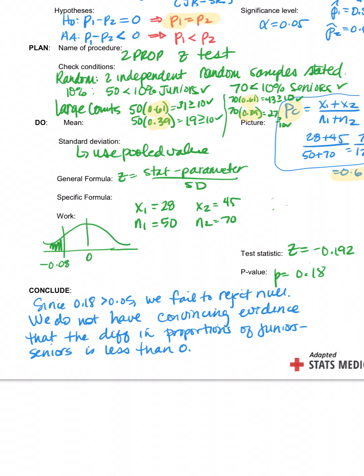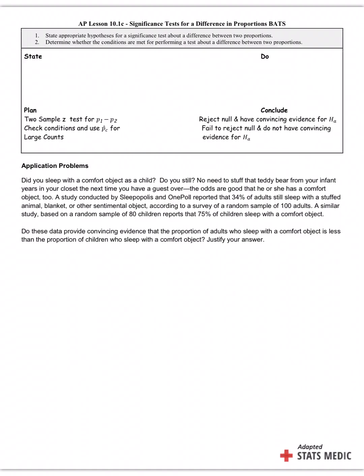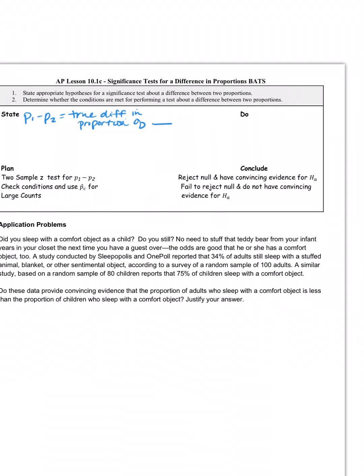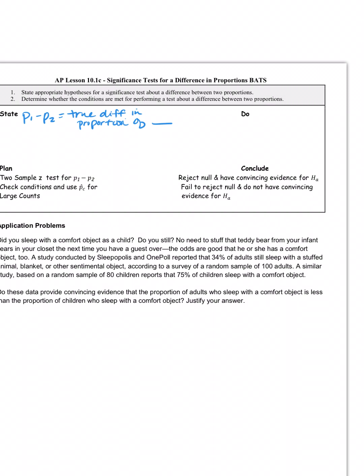All right? That gives you the general idea. Now let's try the back page. In the state step, this is just recapping what we're going to do here. So we want to identify P1 minus P2. It's the true difference in proportions of whatever, and you put in your context. I guess I should zoom in a little bit for you. Okay, the true difference in proportions.